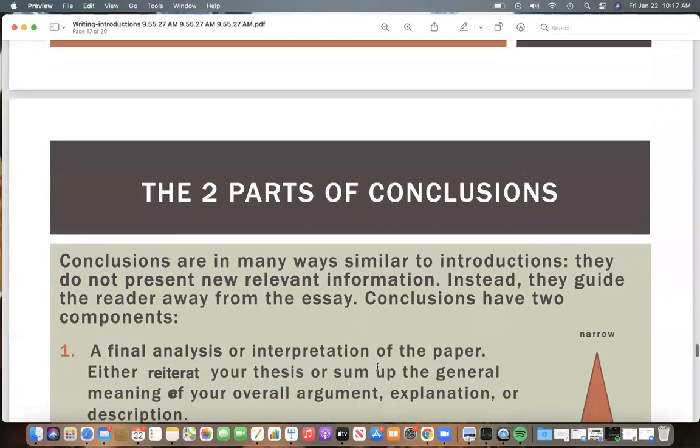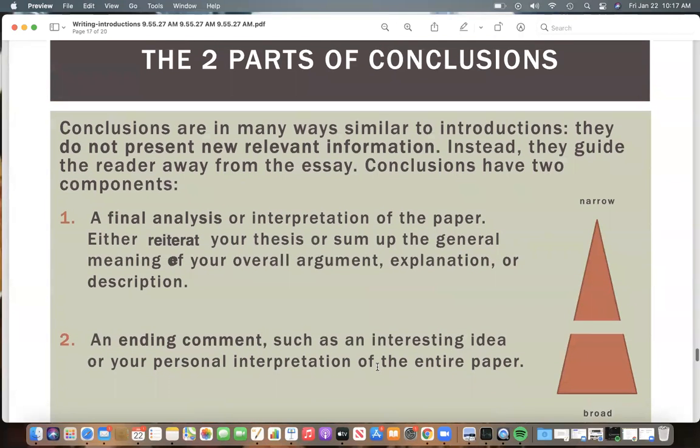Lastly, conclusions. There's kind of 2 parts of the conclusion. There are 3 parts in sort of the upside down triangle of introductions. The conclusion is sort of a right side up triangle, but it's only got 2 parts. So they're similar, but sort of opposite to introductions. They don't present new relevant information to your main argument. Instead, they're going to guide the reader away from the essay.